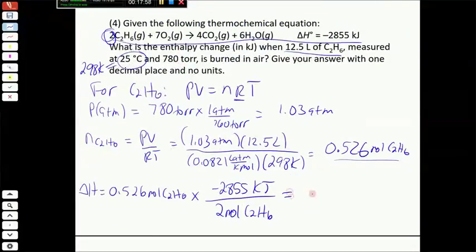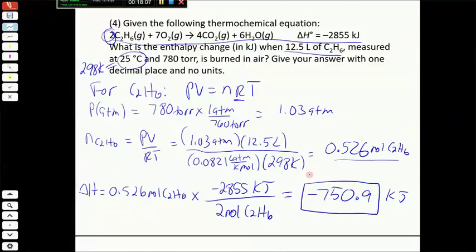And so when we multiply that out, we get minus 750.9 kilojoules. If this was Blackboard, you would just enter in the number. All right? And, please in Blackboard, I remind people of this many times, follow the instructions for how many decimal places you should have, or what format your answer should be in.